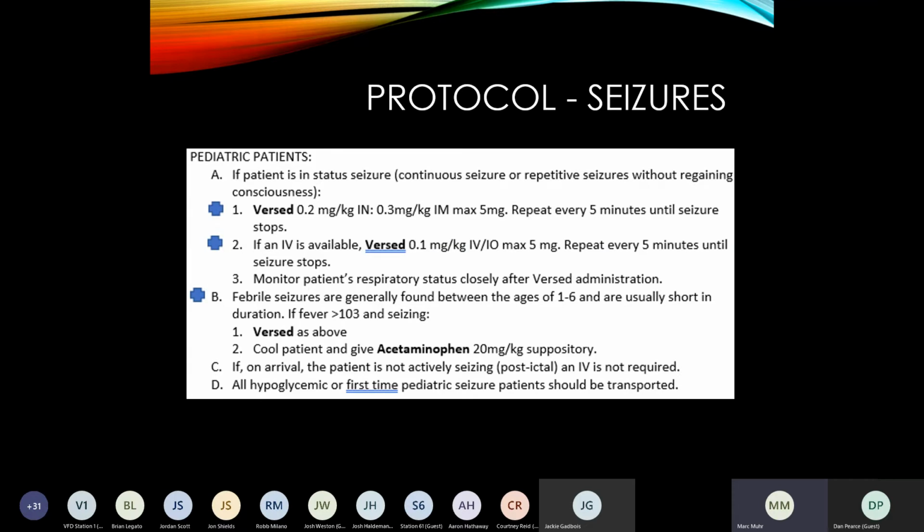Febrile seizures are generally found between the ages of 1 and 6, as we spoke to previously, short in duration, and note whether or not they have a fever. Treat with Versed as above. You can cool these patients, the febrile patients, which is greater than 103. Give Tylenol, 20 milligrams per kilo suppository.